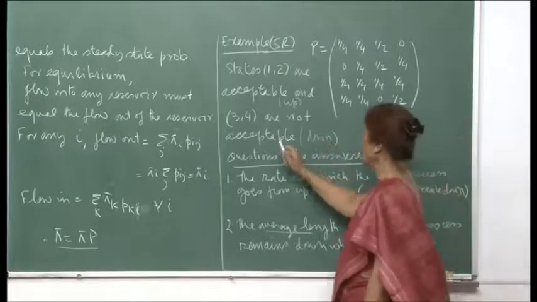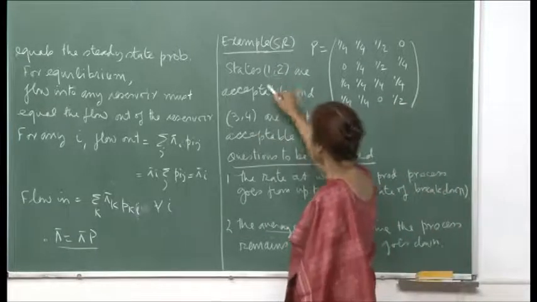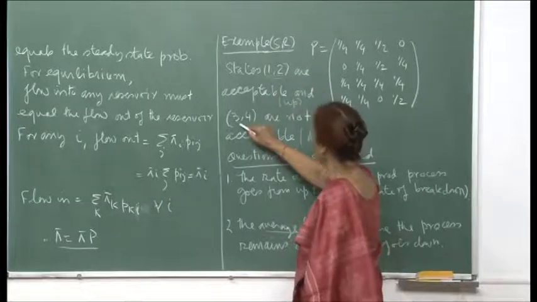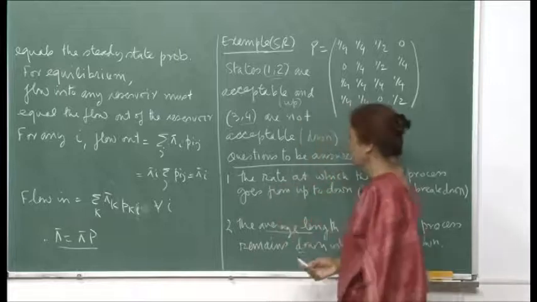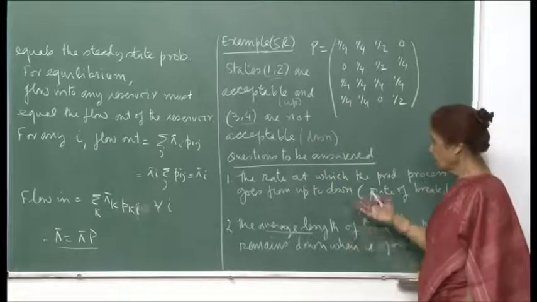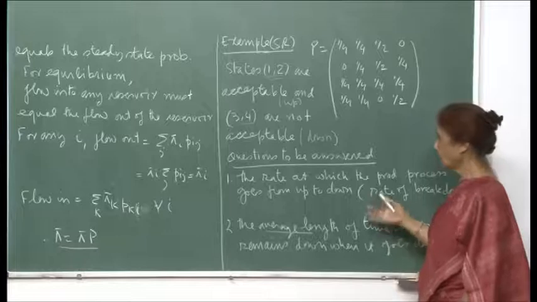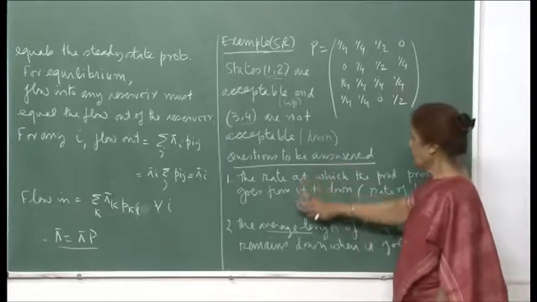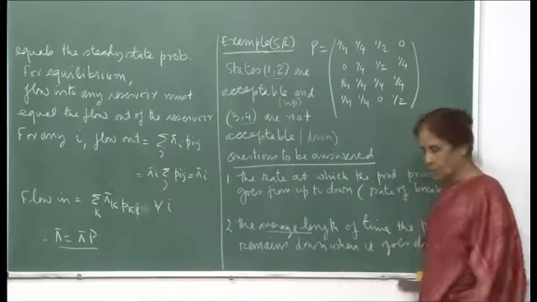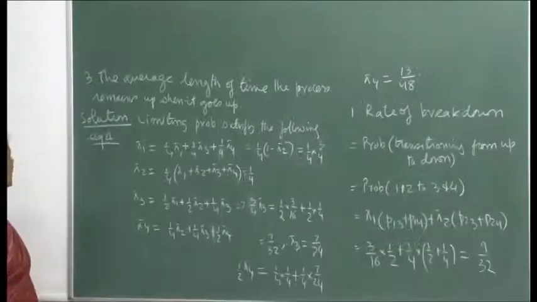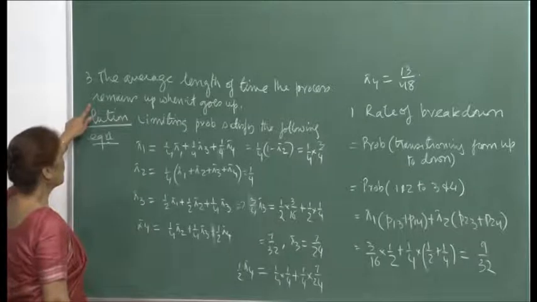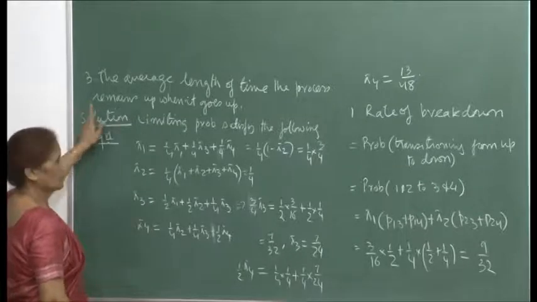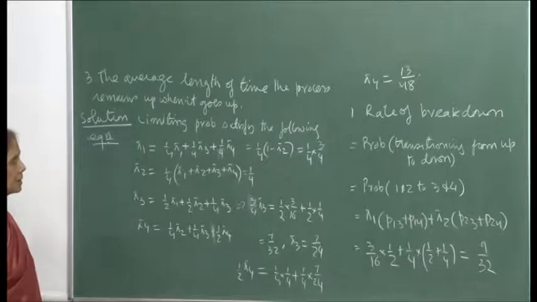But now, the new thing is that you have 2 states describing the up situation and 2 states describing the down situation. So I took up this example to show you, of course we will compute the pi i's, and then I will show you how to answer these, and there are many more questions that can be answered. The third question is the average length of time the process remains up when it goes up. So these are 3 questions we will try to answer by computing the steady state probabilities.